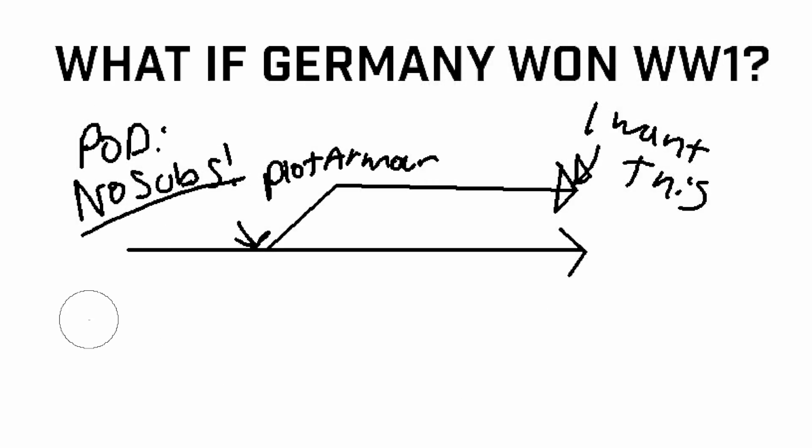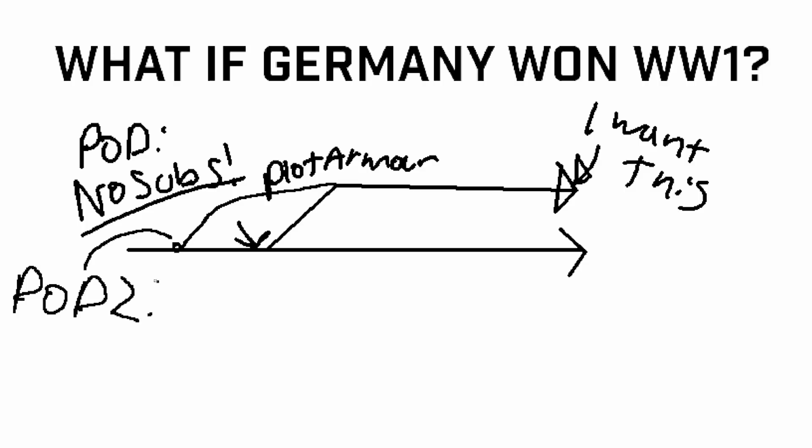Some people may realize this is a problem, and then add a second point of divergence in order to make the scenario more realistic. But this is another pitfall. You have now exponentially increased the amount of work that you need to do to justify the scenario.